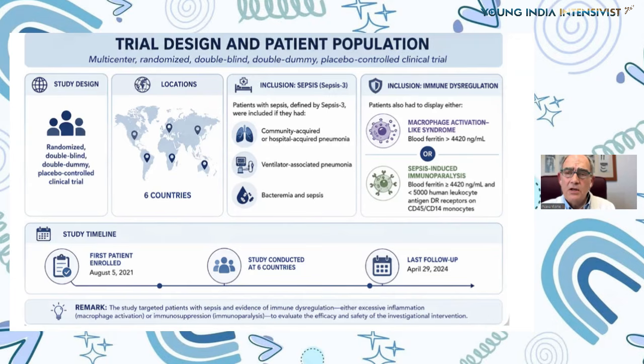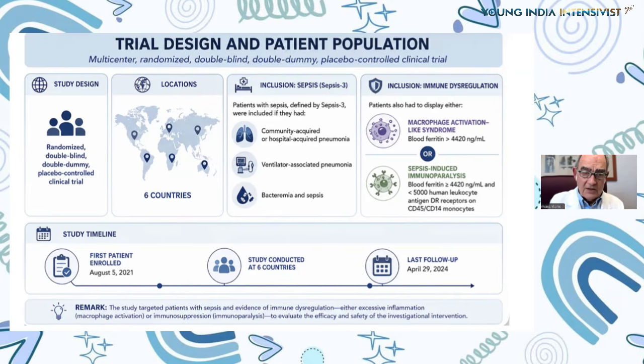And inclusion was related to immune dysregulation. One was macrophage activation syndrome, where blood ferritin was above 4,400. The other endotype is sepsis-induced immunoparalysis, where the number of human leukocytes was below 5,000, and there was also an alteration of the ratio between CD45 and CD14.